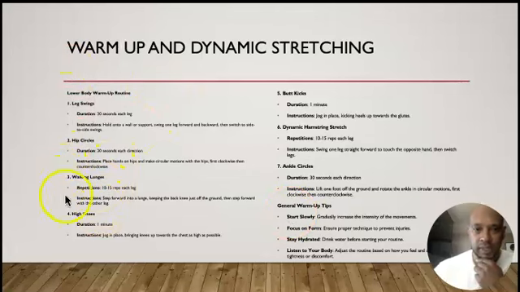Here we can see the warm-up and dynamic stretching, the examples that I've given, such as the walking lunges, hip circles, leg swings for your lower body, ankle circles, and so forth.